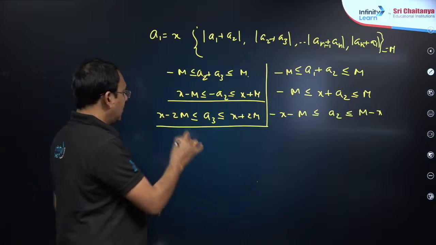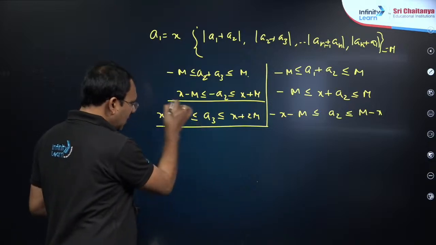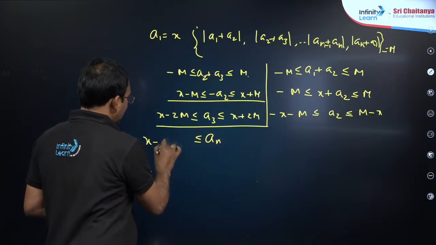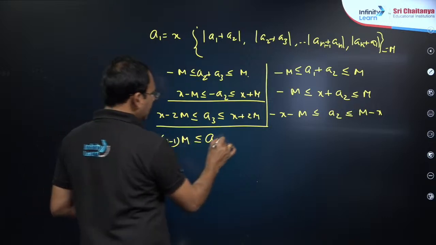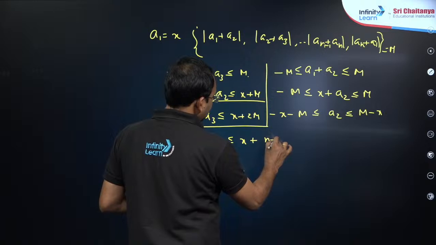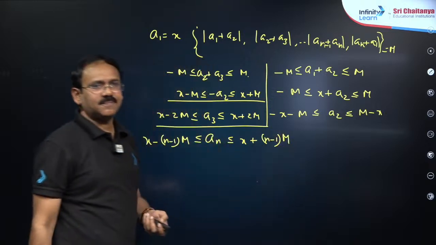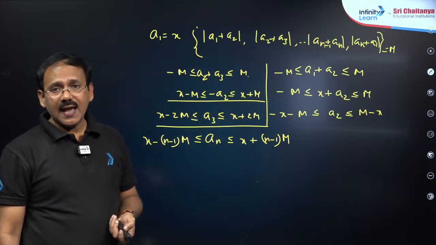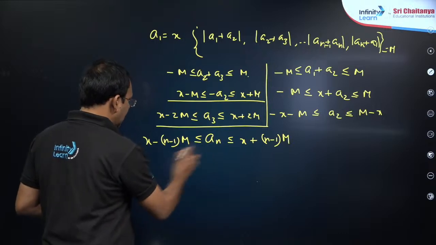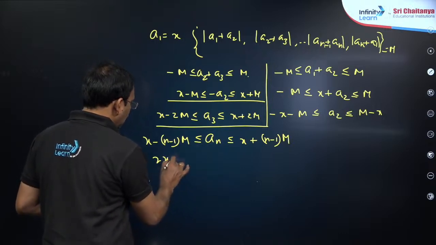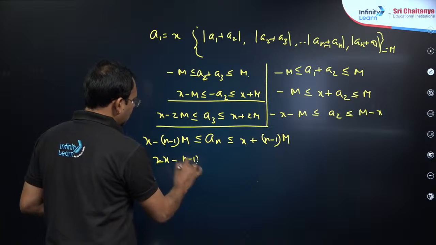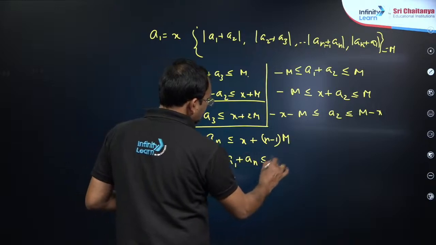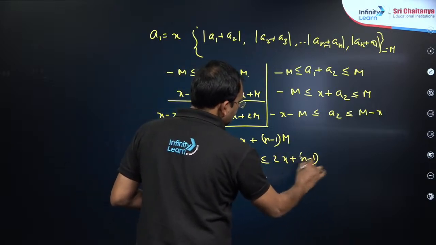For that, my dear friends, n is equal to odd case, you can observe the pattern: when n is odd, an is between x minus (n minus 1) into m less than or equal to x plus (n minus 1) into m, you will get, right? After that, better you just add a1 also, so that a1 is x, so that 2x minus (n minus 1) into m less than or equal to a1 plus an less than or equal to 2x plus (n minus 1) into m.